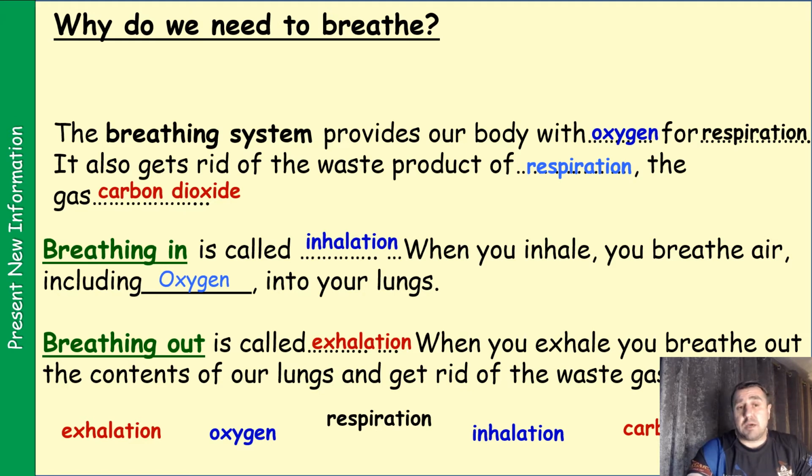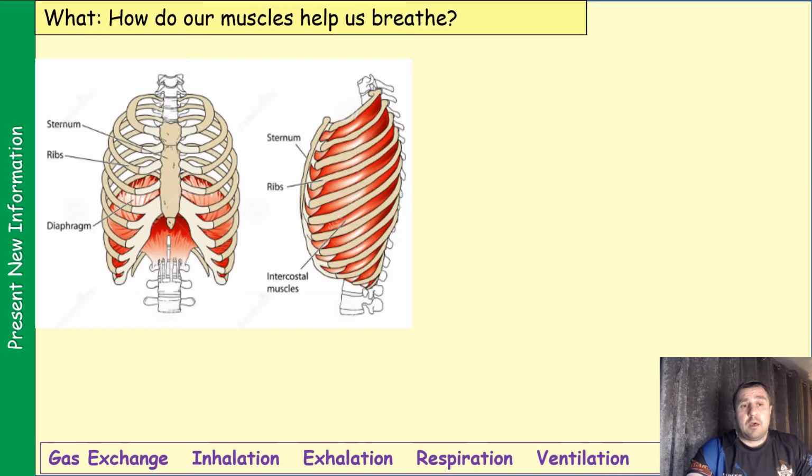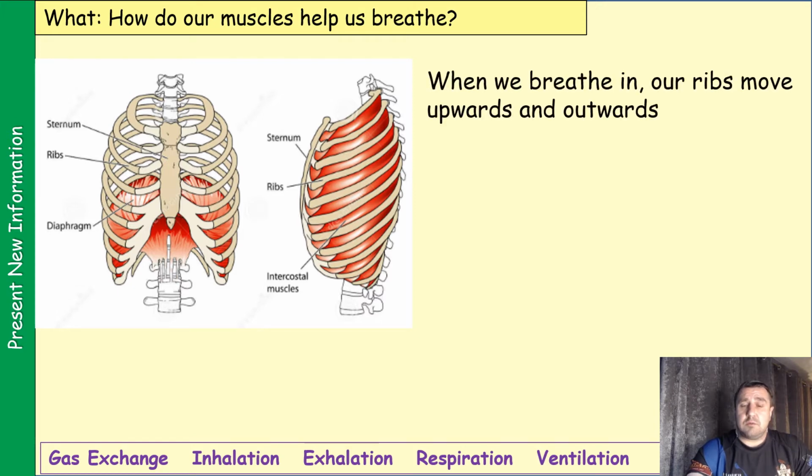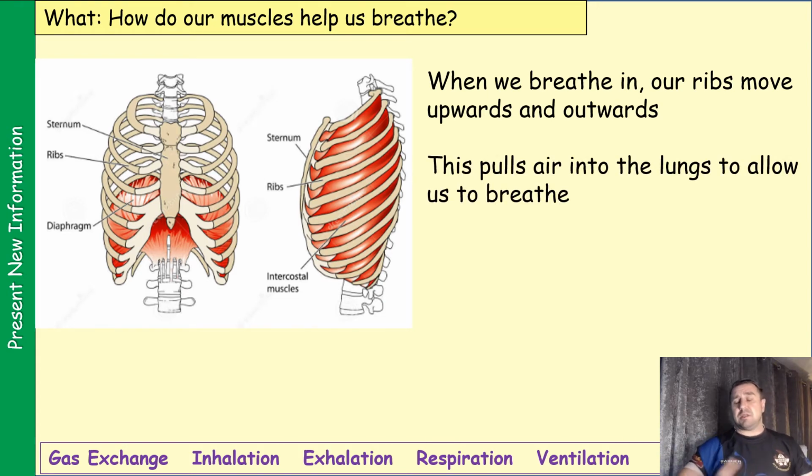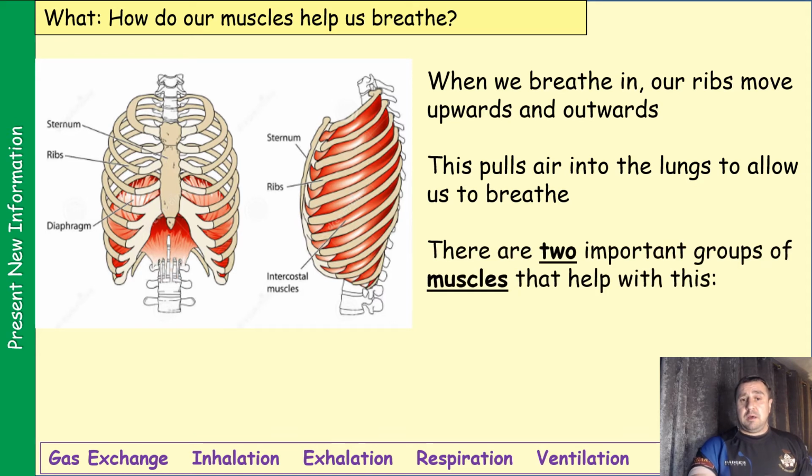Okay, so moving on. What we've got there is a diagram of the chest area. What you need to understand is when we breathe in, our ribs move up and expand out. Now this allows us to pull air into the lungs and it allows us to breathe. So the lungs also expand, they get bigger, as you breathe in. Now there are two important groups of muscles that help with this, and they are important because without them you wouldn't be able to breathe properly.